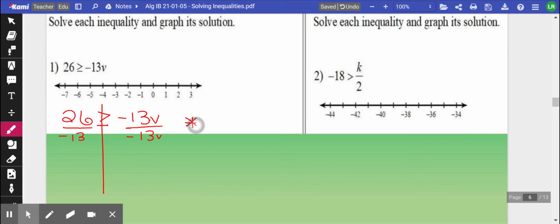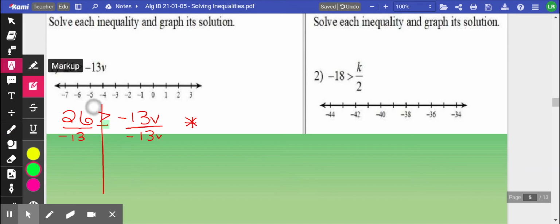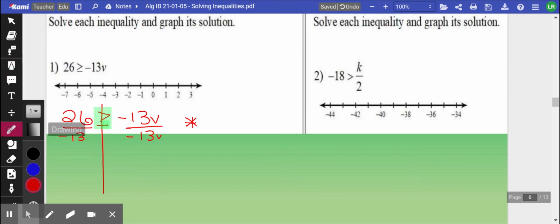I'll put a star here. I just did my one special rule. I just divided both sides by a negative value. So I have to flip this inequality sign. This is going to change to be less than or equal to. 26 divided by negative 13 is negative 2.